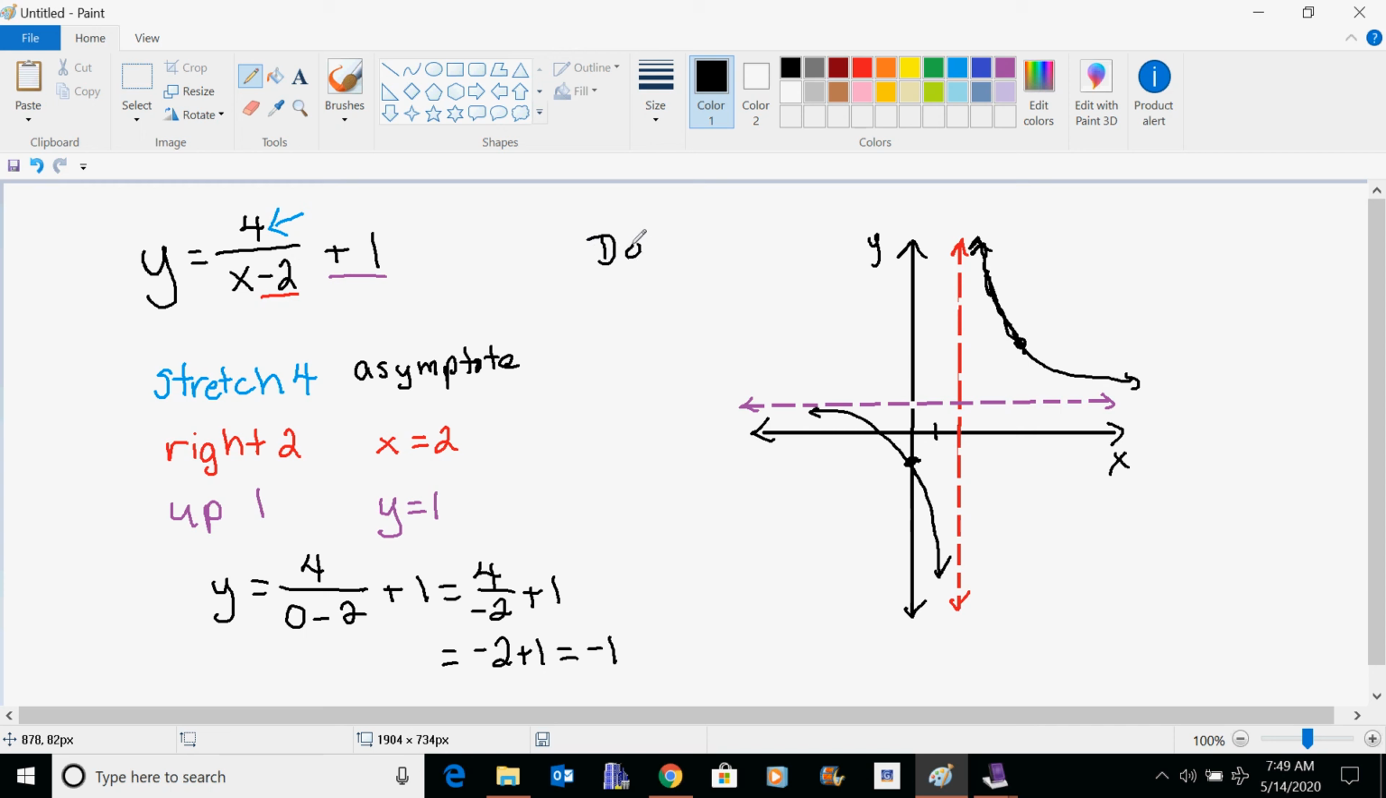So the last things that we need to make sure that you can find are the domain and range. Domain being all the x values. So the domain can be anything except x equals 2. And the range, all of the acceptable y values, can be anything except y can't equal 1. So there you have the example done nice and slowly.